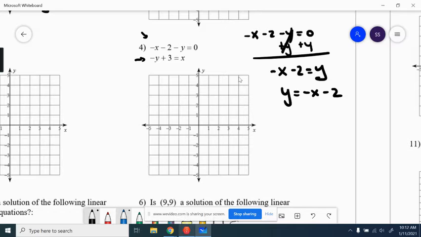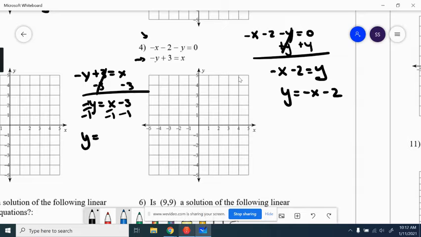Let's do this line here. Negative y plus 3 is equal to x. So I want to isolate the y, so I'm going to subtract 3 on both sides. So I'm left with negative y is equal to x minus 3. I can't combine those, they're not like terms. And I want to get this equal to a positive 1y, not a negative 1y. So I need to divide everything by -1. And that's going to equal y is equal to negative x plus 3. And now we can just plot these out.